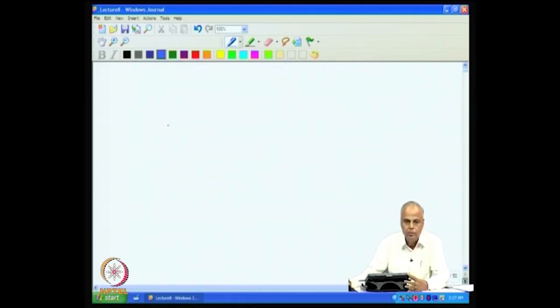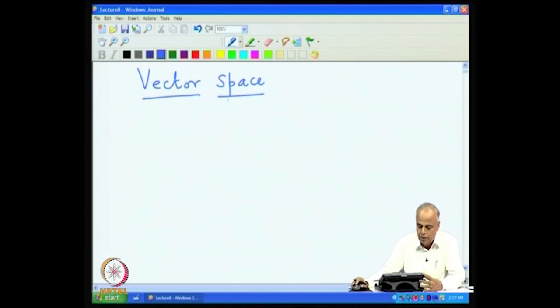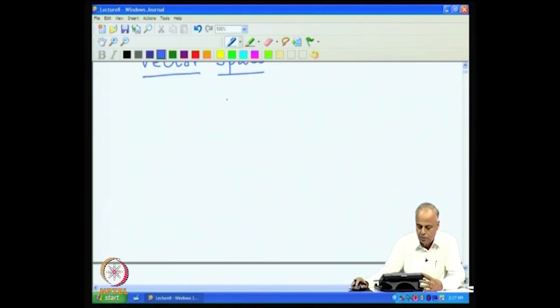In order to attend to such questions, we want to develop a certain mathematical framework. The main mathematical framework in which we shall work is what is known as a vector space. In this lecture, we shall look at what exactly a vector space means.